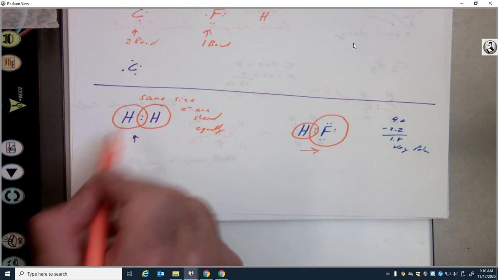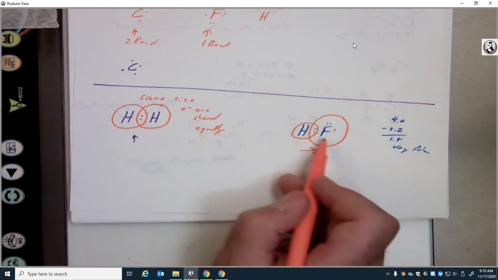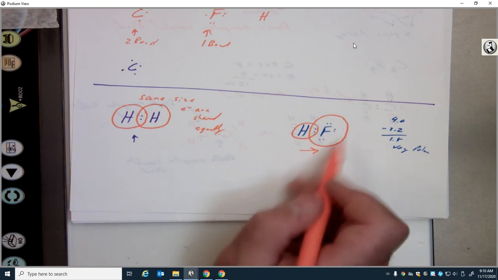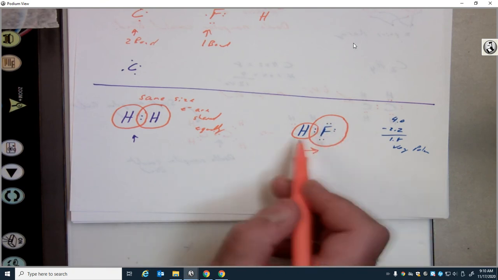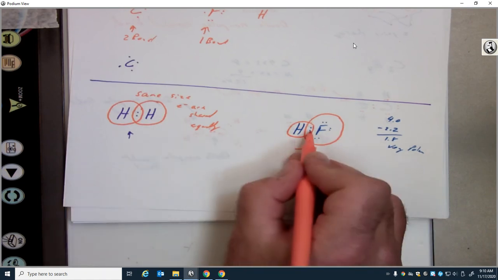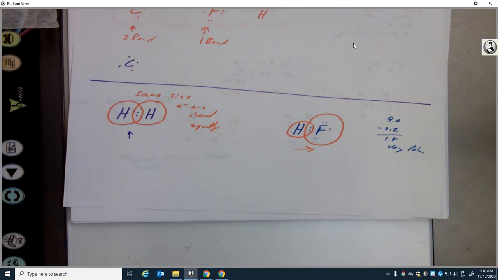So if you have the same size circle, okay, they're equally shared. And if you have one circle that's bigger than the other, the big circle is around the electron where the electrons are pulled towards. All right? It just visually shows you what's going on with these shared electrons. Right? Okay.